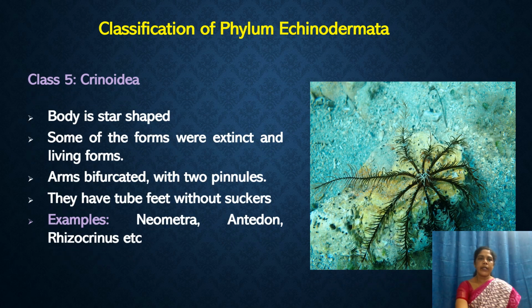In class Crinoidea, the body is star-shaped. Some of the forms are extinct and some are living forms. Arms are bifurcated with pinnules. They have tube feet without suckers. Examples are Neometra, Antedon, Rhizocrinus, etc.